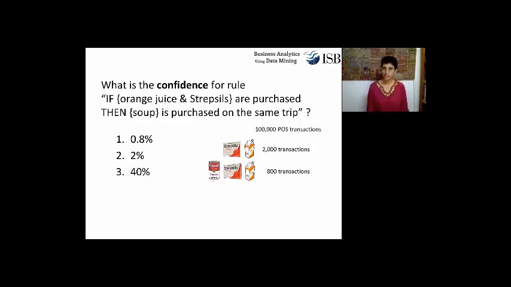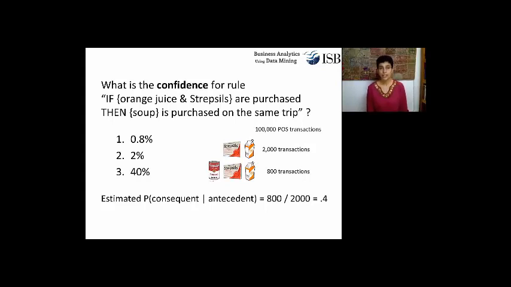When we're looking at confidence, we're looking at a conditional probability. So given that you see orange juice and Strepsils, what is the probability that you also purchase soup? What are we going to do here? We're going to look at the number of transactions that have all three, which is 800 transactions, and divide it by the number of transactions with orange juice and Strepsils, which are 2,000 of these records.